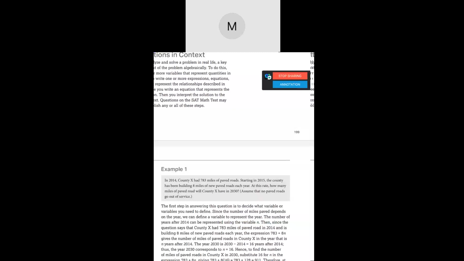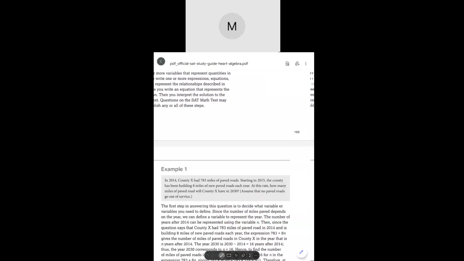So, from what we have learned so far, 783 miles is already existing. So it's acting like something that's already present, which is very similar to the b intercept. So what we're saying is, in our equation y equals mx plus b, we're already starting off with 783, which is our b. So I'll say y equals mx plus 783.